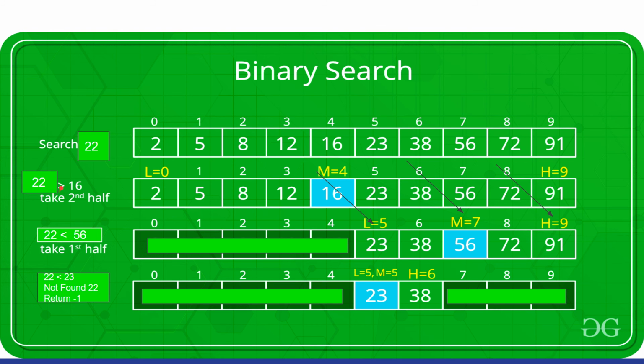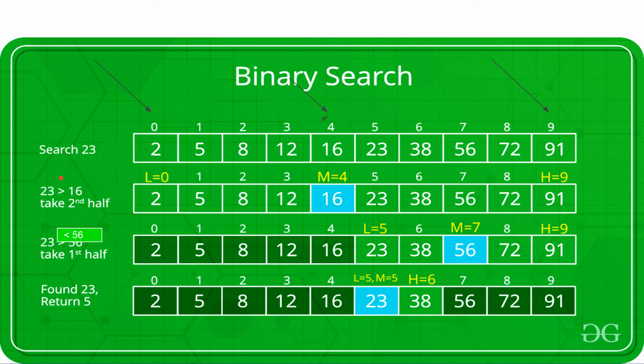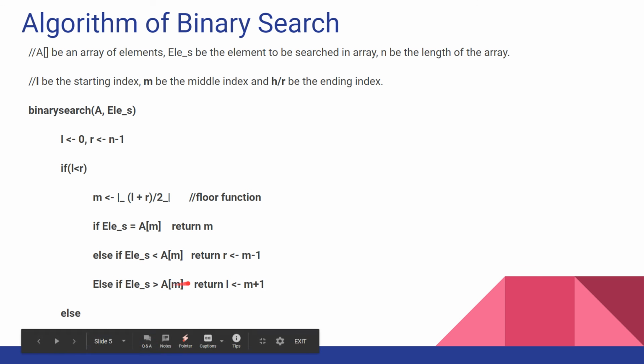Actually, 22 is greater than 16. So as you can see from our algorithm, 22 is greater than 16, so we have to update L. Now the value of M was 4, so 4 plus 1 is 5. So the value of L now comes out to be 5. The value of R remains the same, that is 9.